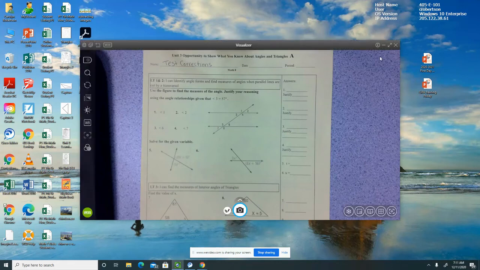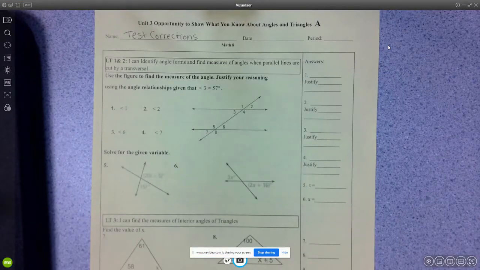Welcome. Here we are at test corrections for Unit 3 test, angles and triangles. Great job motivating to get this done. I'm going to go through the whole test.